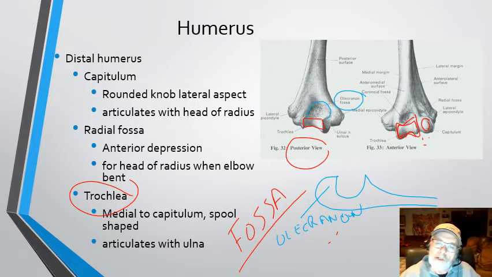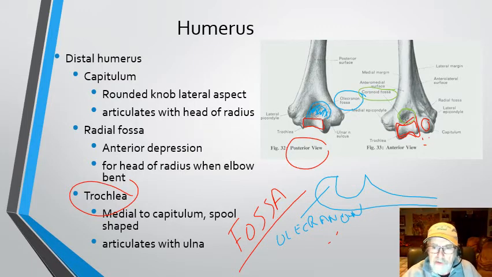What it did was, when I extend my elbow, that olecranon fits inside this little olecranon fossa right here. And so we don't get that same prominence that we get with the elbow flexed. So that's called the olecranon fossa. We also have over here this little area, and that's called the coronoid fossa.